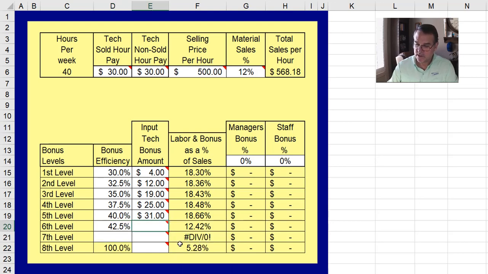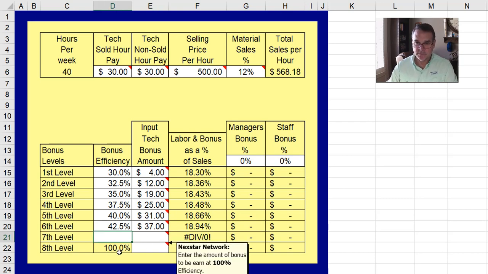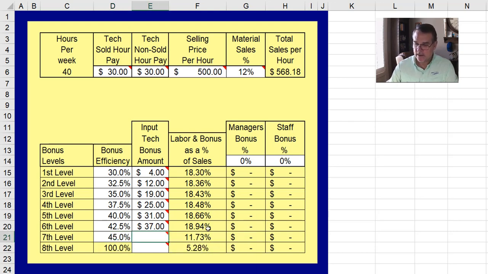And I'll put in, let's see, $37 there. Okay, so it's escalating up. And then my 7th level, which really is the top level because nobody's going to be 100%, but I have to cap it somewhere. Okay, so then I'm going to put in 45% efficient and make that bonus, let's say $43. Okay, so that's kind of scaled it up. And then if they hit 100%, I'll just cap them up there at $50. And they're at 14, whatever that is, 14% as a percentage of sales.